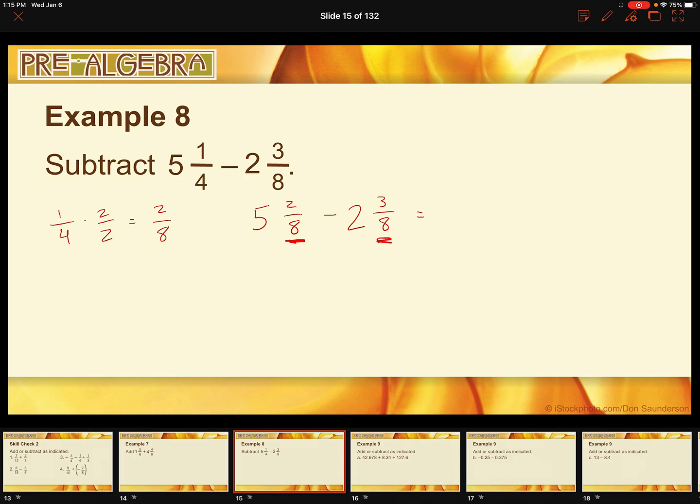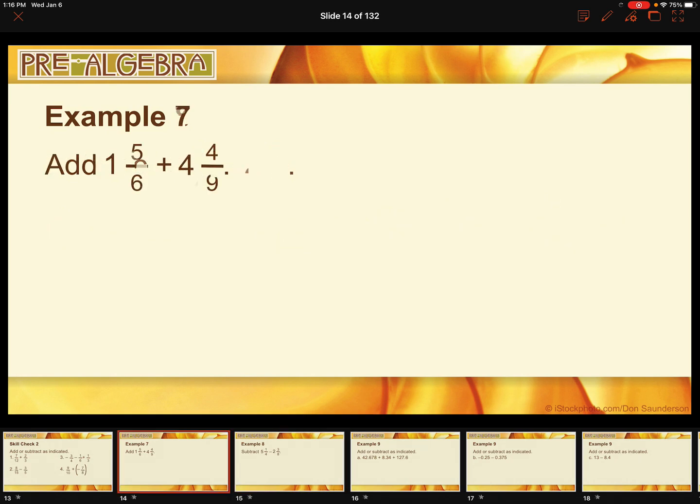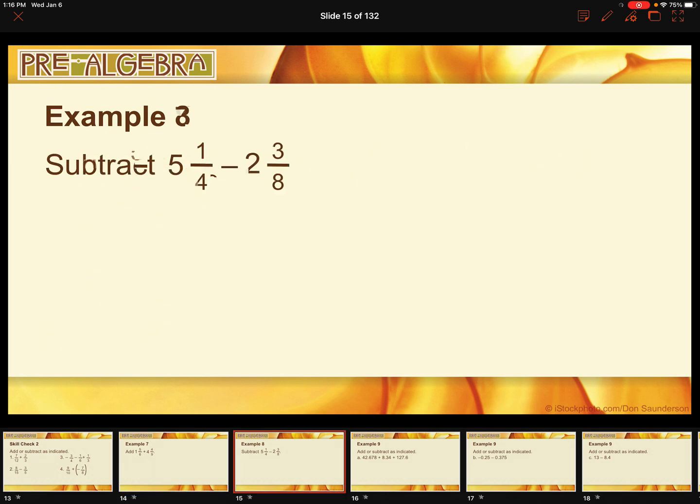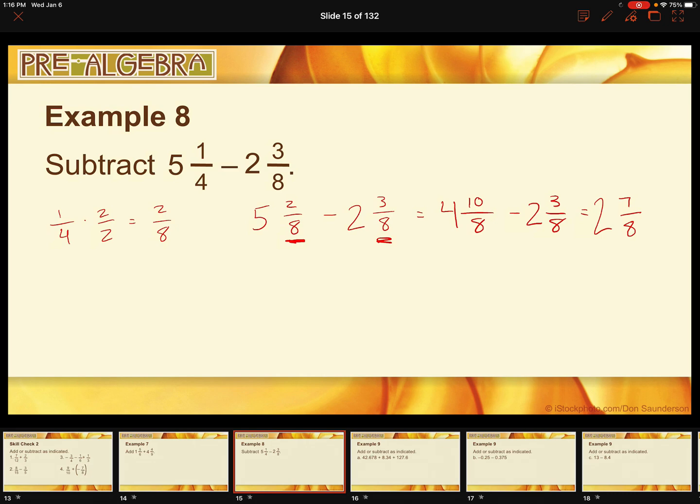Well, I can change it again. I can take 1 away from the whole number and add another 8 to the eighths. 2 plus 8 gives me 10/8. And now when I subtract, I won't get a negative. 4 minus 2 is 2. And 10 minus 3 gives me 7/8. So you may prefer to look at it that way. But either method, in example 7, changing them both to improper fractions, or in example 8, leaving them as mixed numbers and making sure you have common denominators, both will work.